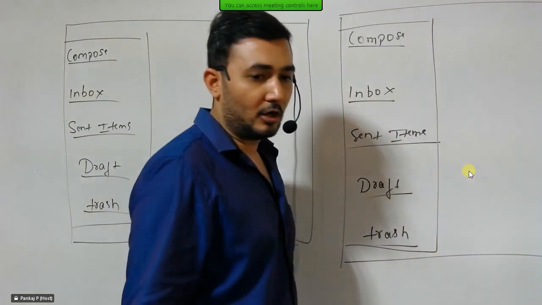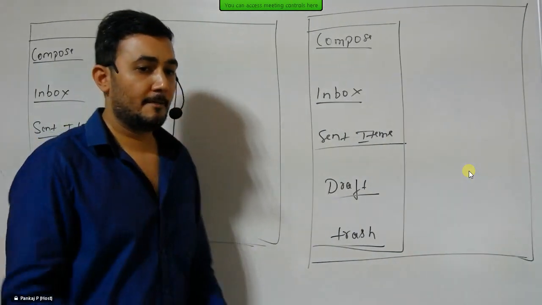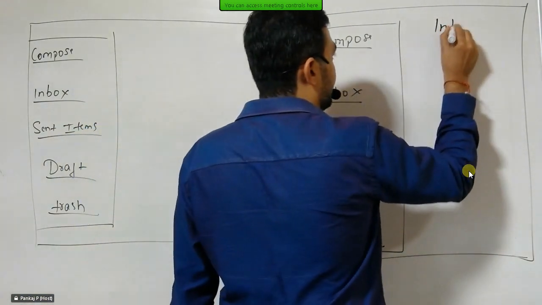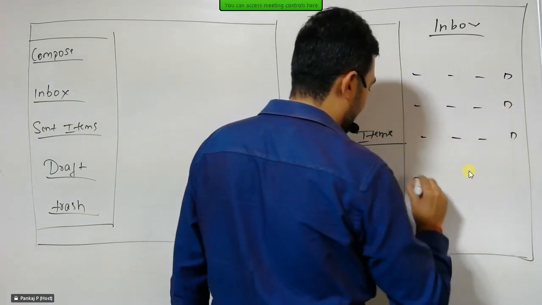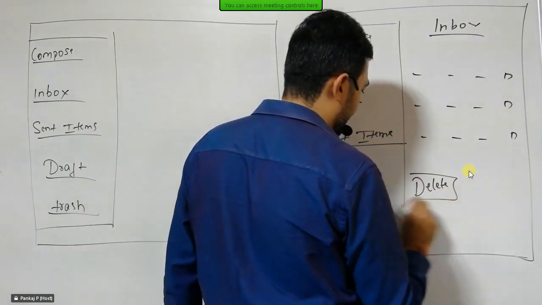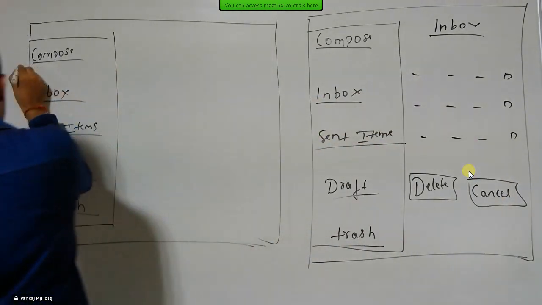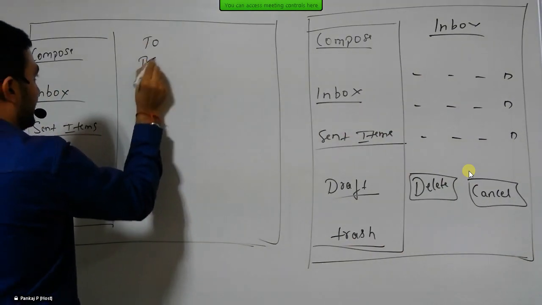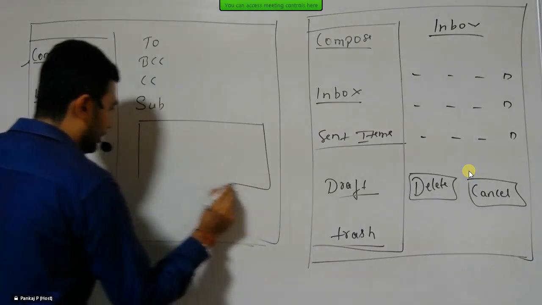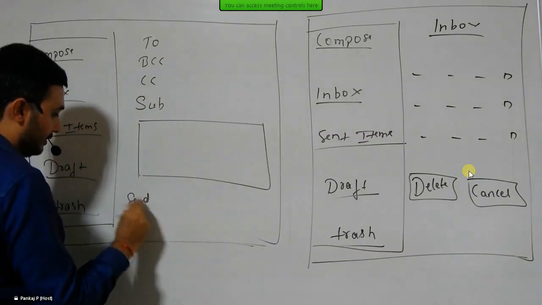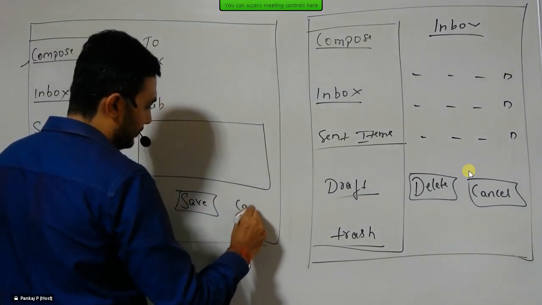Now, when you go to the inbox page, there are some emails with a delete and cancel button. When you click on compose, I see two fields, BCC, CC, subject, email body, send, then we see what else? Save, then what else? Okay, let's say cancel or back.